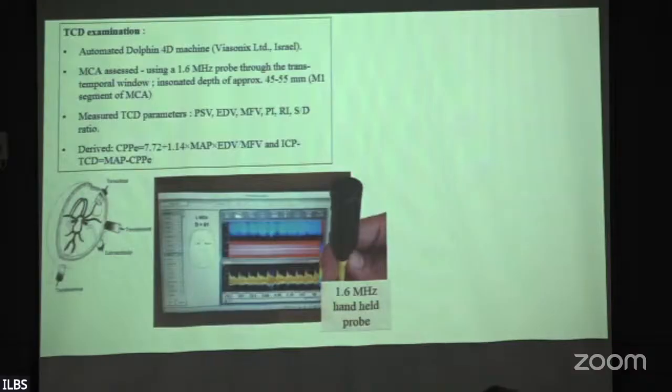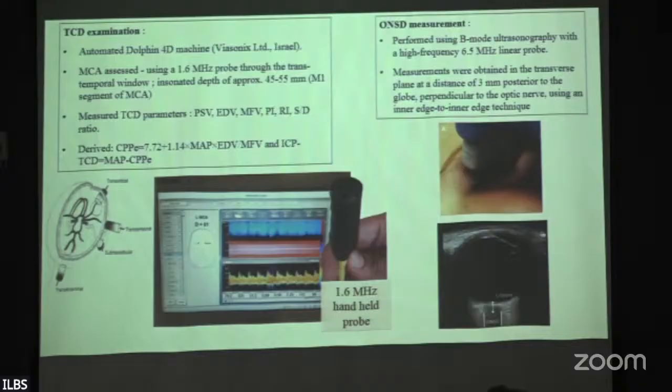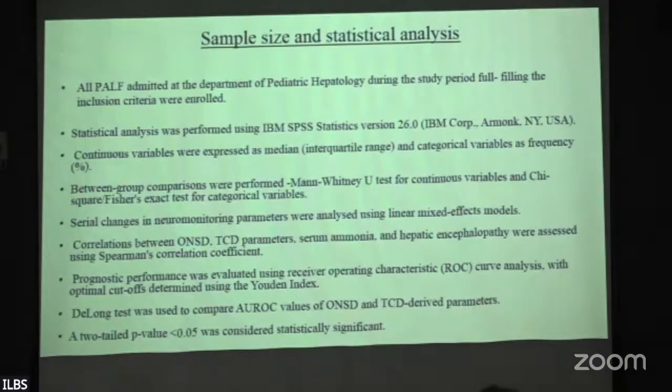The TCD examination was performed with an automated Doppler machine, which was Biosonic. The middle cerebral artery was insonated using a 1.6 megahertz probe through the transtemporal window, and insonation depth was kept at a standard 45 to 55 mm. We measured all the absolute parameters, and we derived parameters like the cerebral perfusion pressure and the ICP TCD. ONSD was performed as per the institutional protocol. We used a 6.5 megahertz probe and measured at 3 millimeter behind the globe. We included all the PALF admitted to the department during the study period, fulfilling the inclusion criteria, and an appropriate statistical method was used for the analysis.